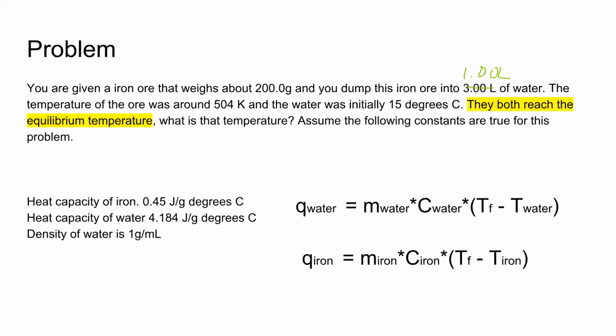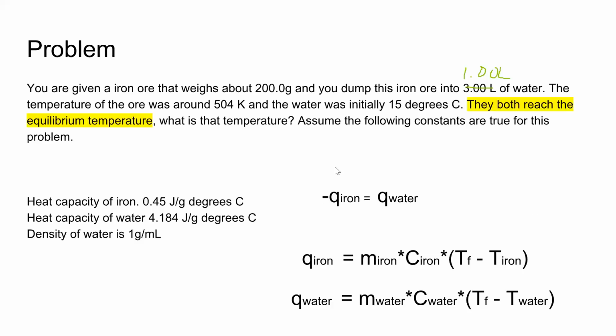So that means the direction of heat, which is the sign for the Q iron, should be negative, and the water is going to be positive because it's gaining energy. So the negative heat of Q iron will equal the positive Q water. The heat that's being released from the iron will go into the water. Now we can solve this problem.